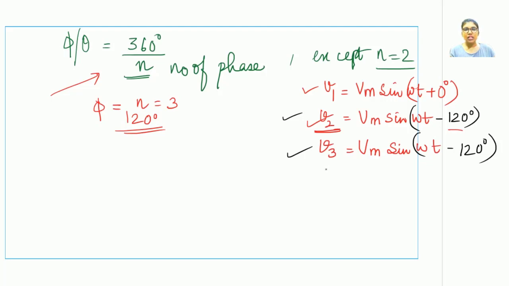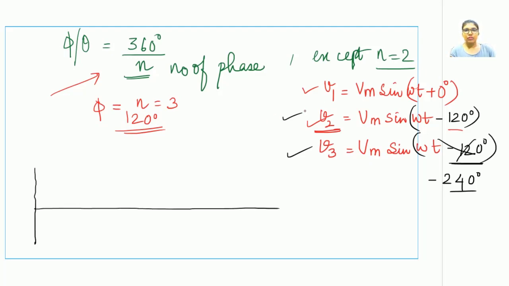A three-phase system means there are three individual signals or three individual waveforms being generated. Since the signal V3 is generated after a phase difference of 120 degrees with respect to V2, it will be written as minus 240 degrees. So finally, we obtained the three sets of values that are being generated for a three-phase system. Now let us see how these three signals look when represented as waveforms.